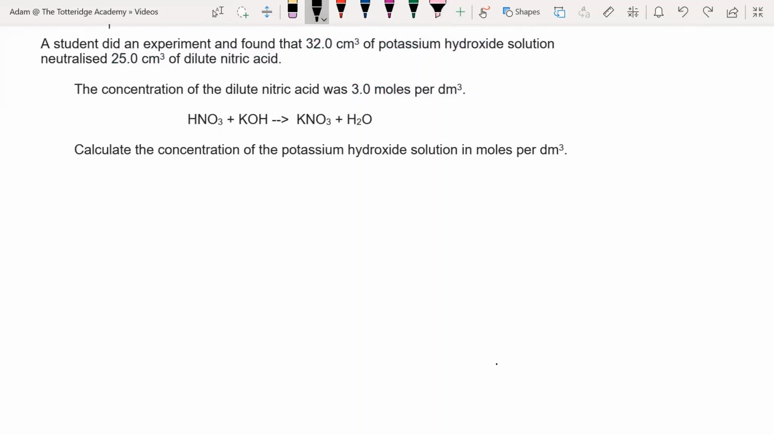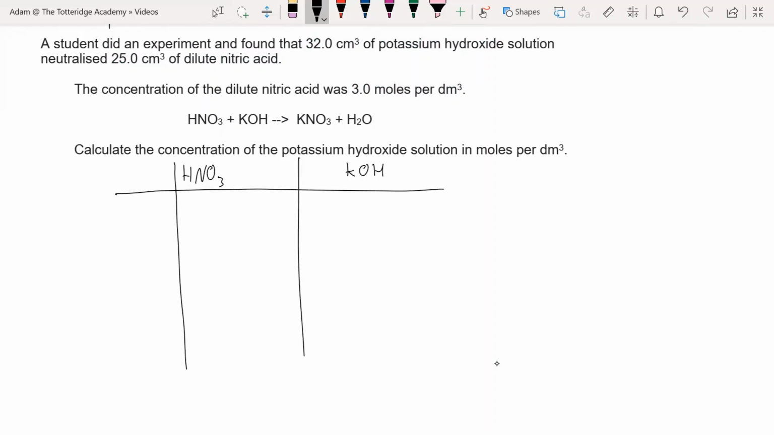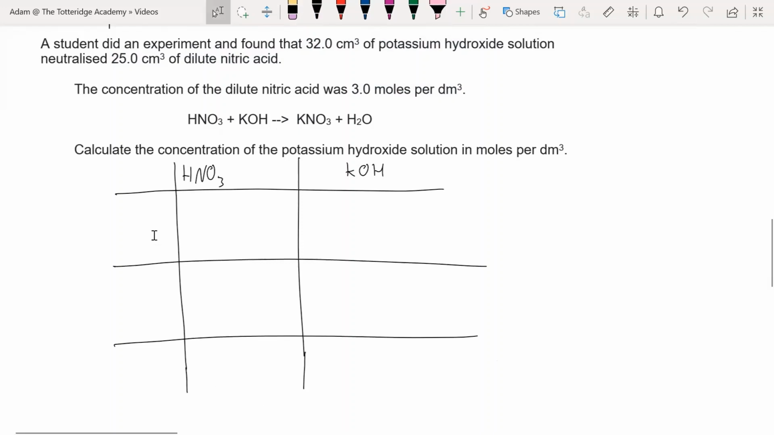So what we do is we write out HNO3 and we write out KOH and we draw a table. I'm not going to bother with the lines this time. It looks a bit like this. What I would like you to do is copy that down and fill out what goes in these boxes. Pause your video and fill out what goes in those boxes.